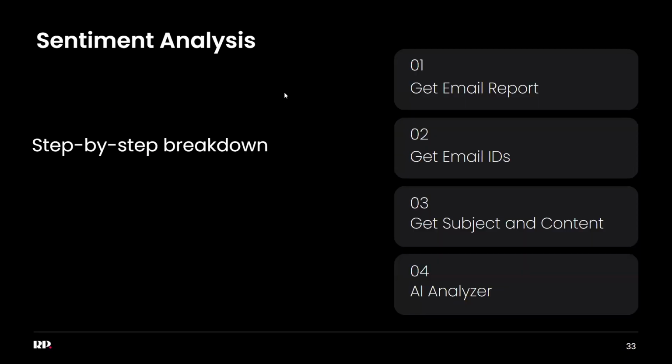And to do it, you have to follow the steps. You have to get your email report, the email performance report from Marketo, and get the email IDs from that email performance report. With the email IDs, you use the API to get subject and content for each email and send it to the AI analyzer to understand what is the best subject and content type to get the better engagement from your database.